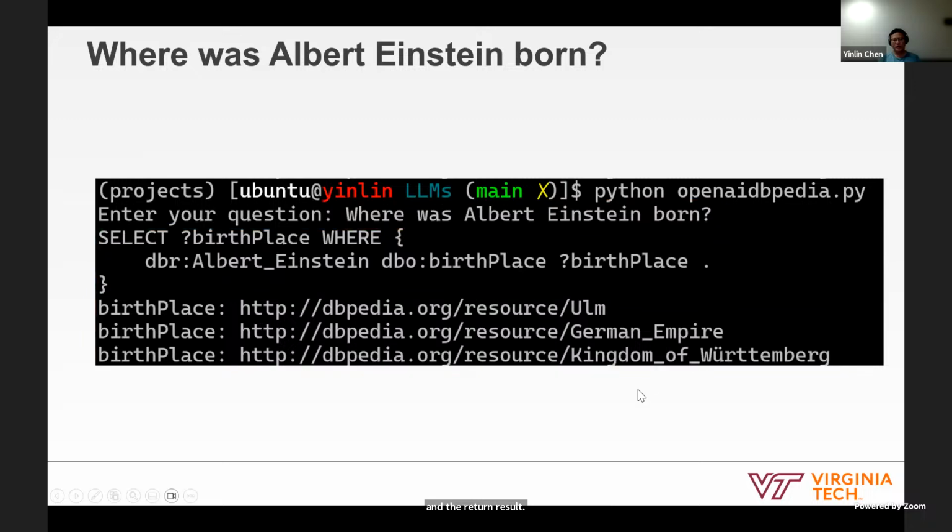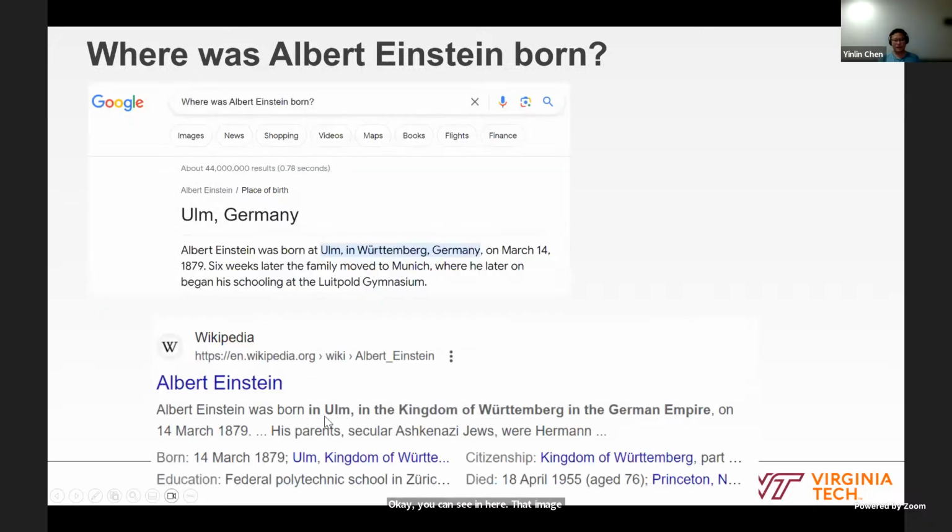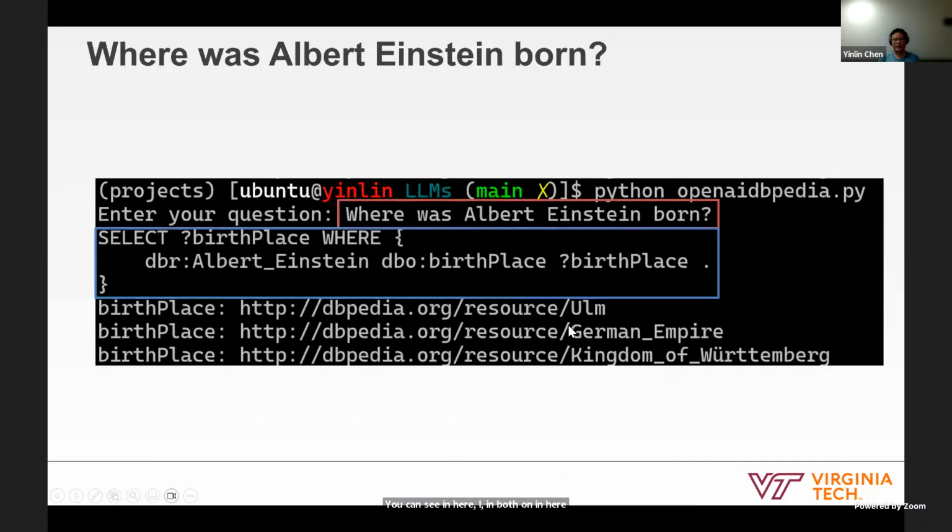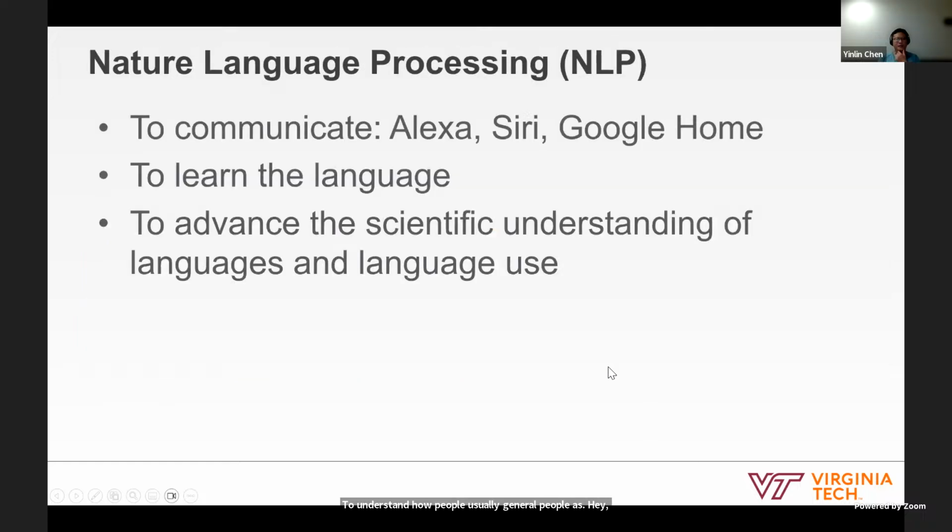Then it matches the actual answer in Wikipedia in here. You can see in here, in bold font, right? So you can see it gets the correct answer here. So the thing is how the machine or program can understand what general people usually ask and is able to translate natural language into the SPARQL query and finally get the answer. So this is the main idea of this presentation.